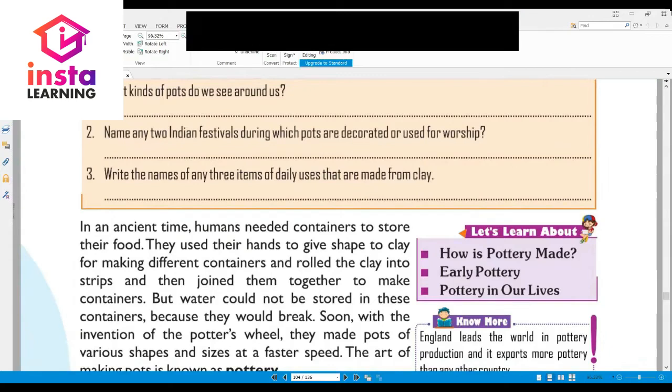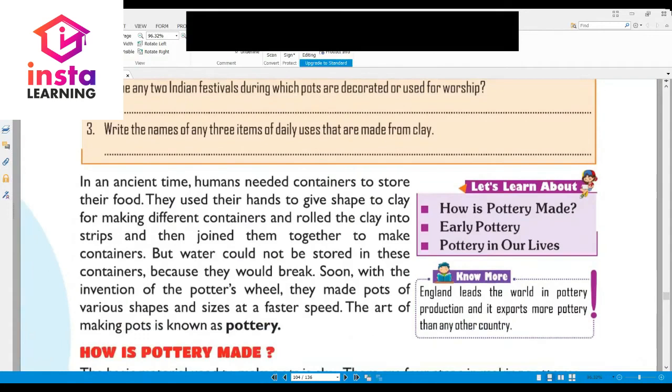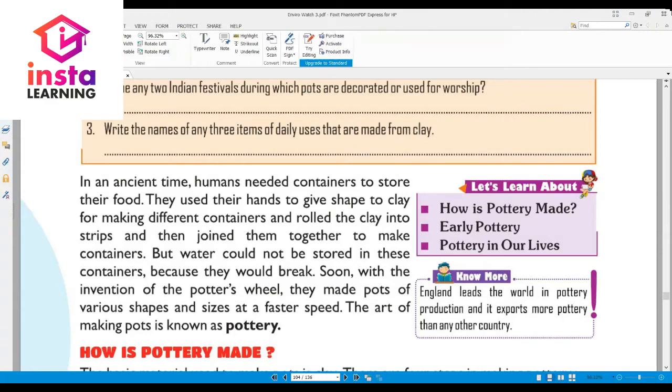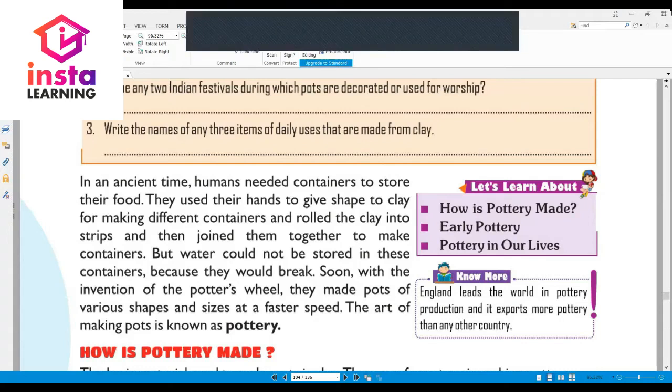In this chapter today, we are going to learn about how pottery is made. We've already seen a beautiful video on it. Early pottery and pottery in our lives: in ancient times, humans needed containers to store food. They used their hands to give shape to the clay for making different containers, rolled the clay into strips and then joined them together to make containers. But water could not be stored in these containers because they would break.